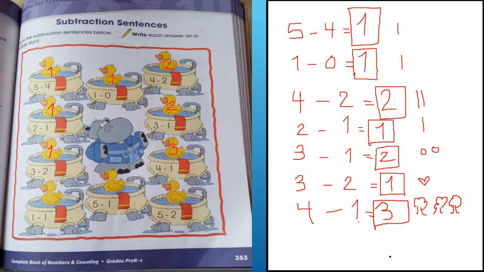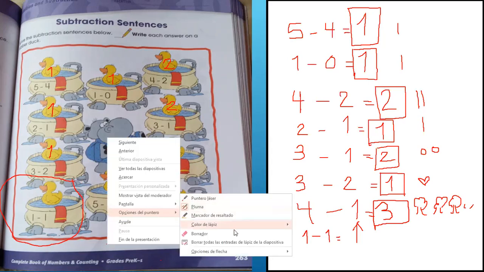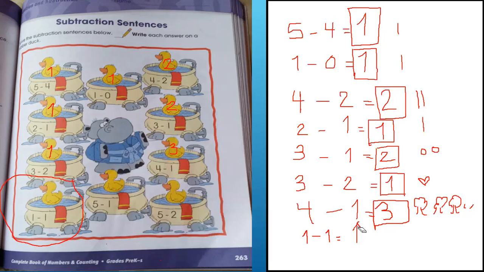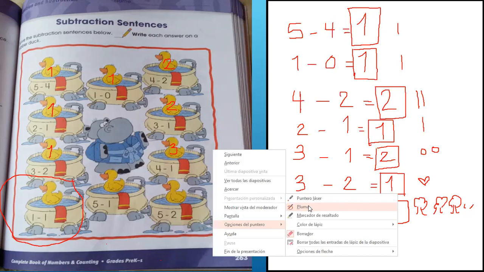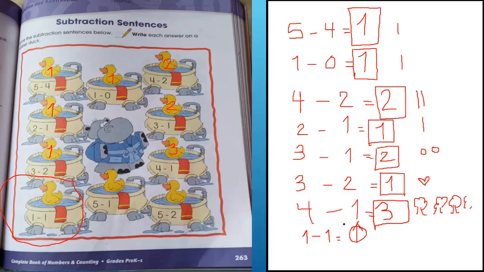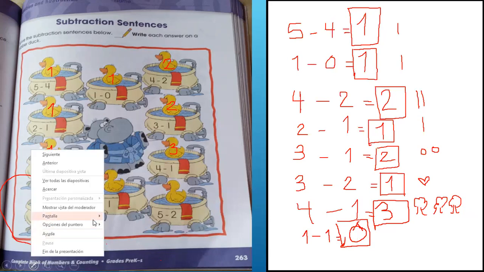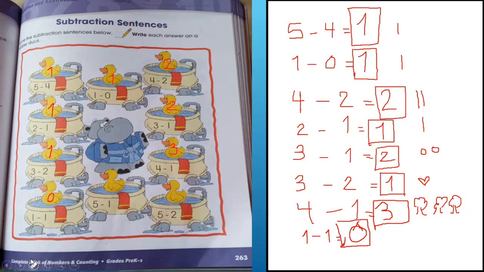Now, let's continue with the next one. This one. We have one minus one equal to zero. Very good. The answer is zero. So let's go to the ruler doc and write the number zero. Okay? Do you finish? Yes. Good. Let's continue with the next one.